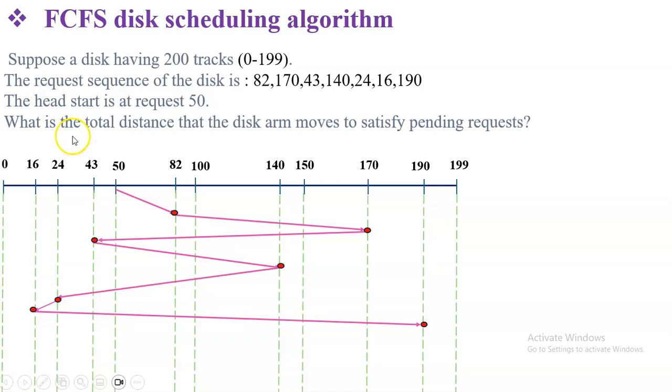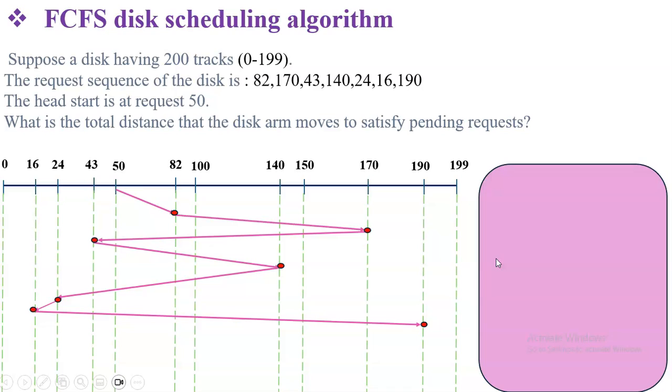Now what do we have to calculate? We have to calculate the total distance that the disk arm moves to satisfy the pending requests. So how much distance has this arm moved? From here to here, then back here, likewise till the end. That particular thing is called seek time. So we will be calculating the seek time. There are two methods to calculate the seek time. Let us see the first method and then we will see the second one.